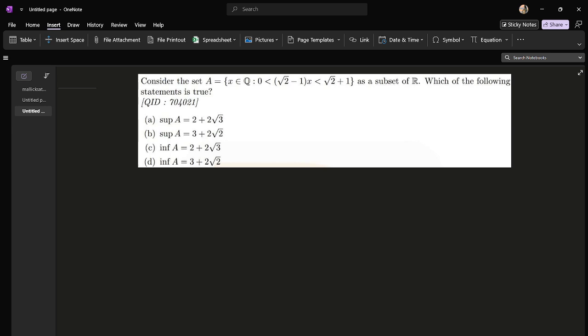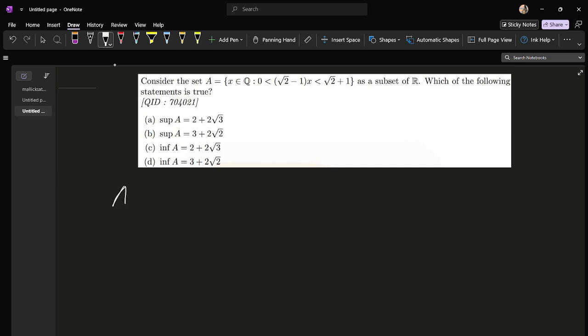We are solving the CSIR NET 2024 June Mathematics question. The question is from Part B, so it's a single correct question. The question tells us to consider the set A equals, so I'm going to write it. A is a set where x belongs to Q, that means our x's are rationals.